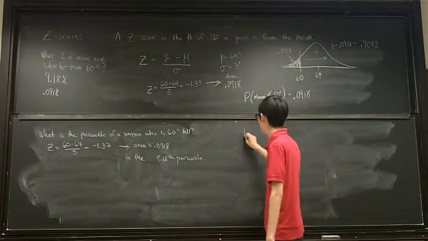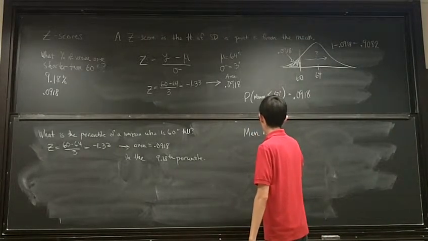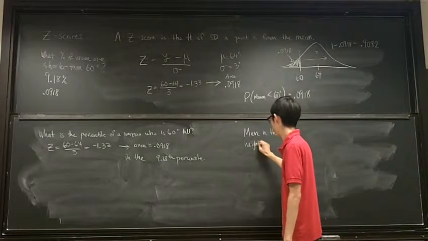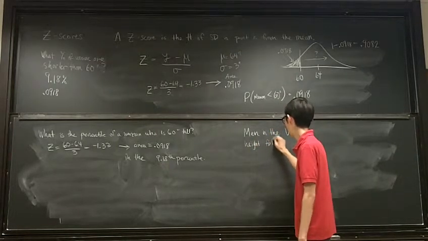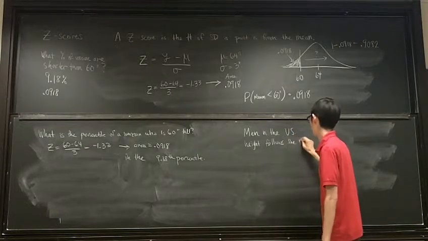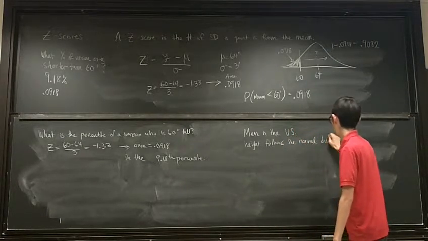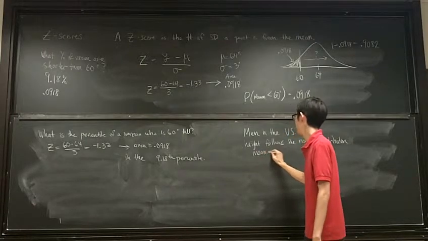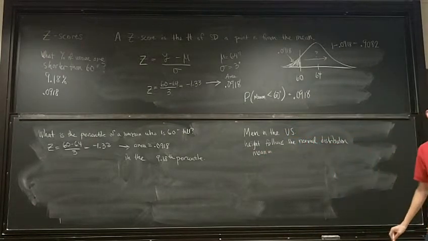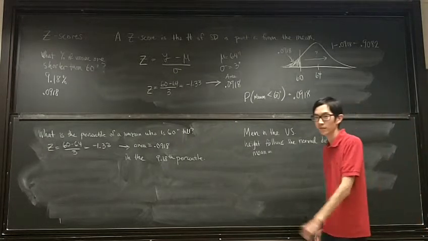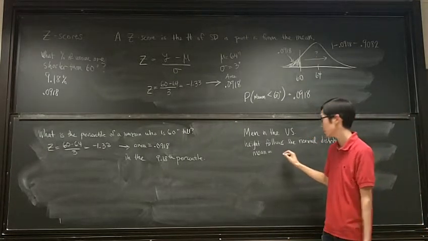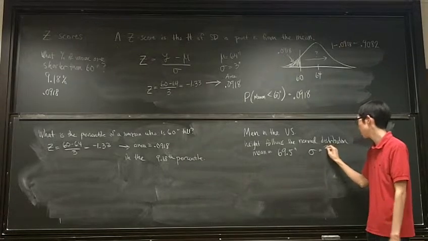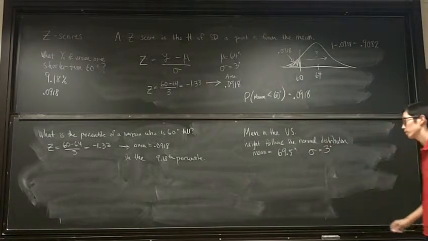Okay, so let's do the height of men. Men in the US, okay, height follows the normal distribution. The mean is equal to, you guys know, average height of a man in the US? 5'11". 5'9", 5'10". We'll say 5'9" and a half, okay? 69.5 inches. Standard deviation. Let's just keep things simple and we'll say 3 inches. Okay? It's a little bit different.